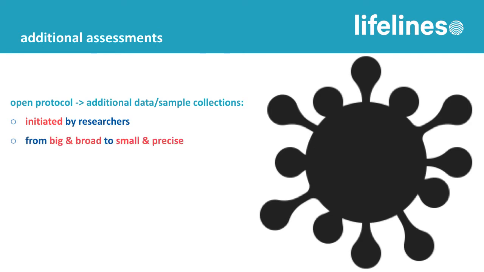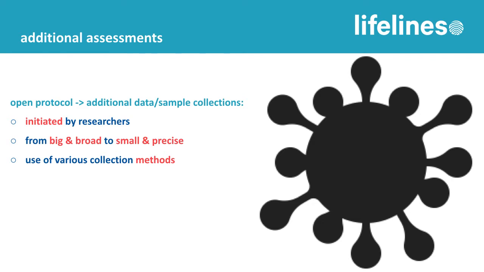And this can go from really big and broad, so the whole population, for example, all the adults receiving a questionnaire or the whole adult population being genotyped, to very small and precise, like a very small subset of people, for example, receiving an eye exam or a CT scan.